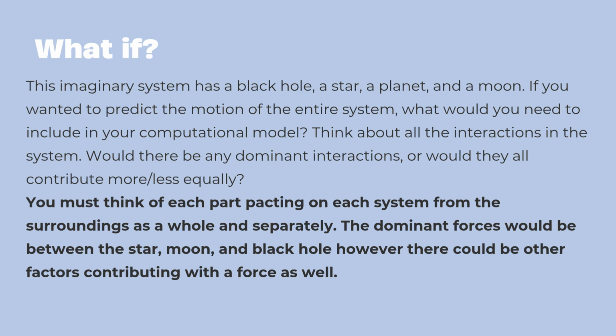What if? So this imaginary system has a black hole, a star, a planet, and a moon. If you wanted to predict the motion of the entire system, what would you need to include in your computational model? Think about all the interactions in the system. Would there be any dominant interactions, or would they all contribute more or less equally? So you must think of each part acting on each system from the surroundings as a whole and separately. The dominant forces would be between the star, moon, and black hole. However, there could be other factors contributing with force as well.